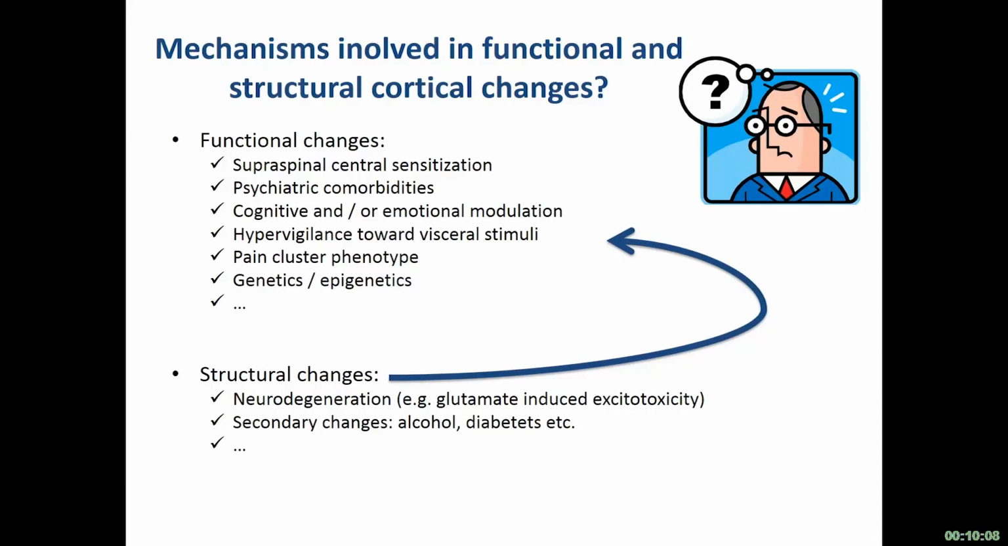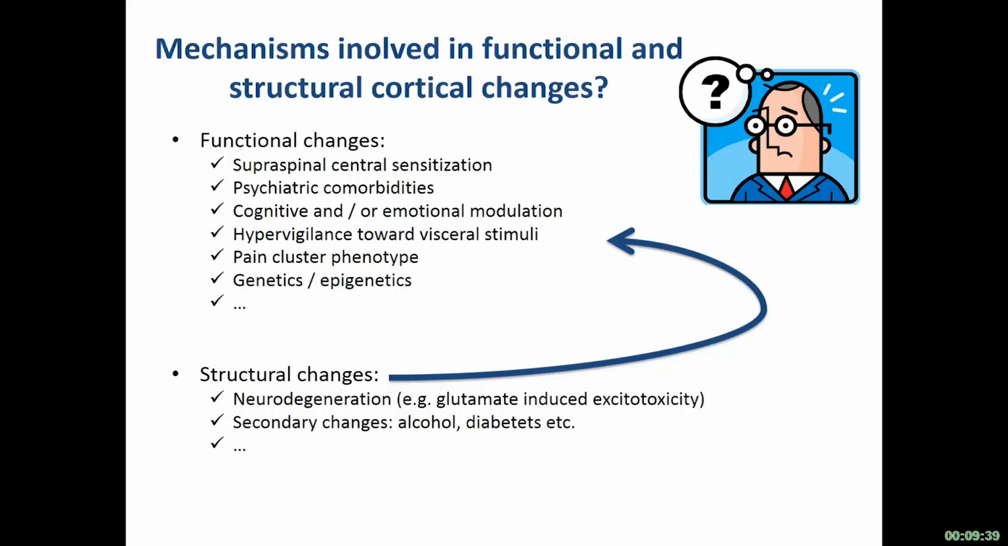Then when it comes to mechanisms, we are a little lost, because we can't really study that as extensively as our peripheral partners. But we could speculate that these functional changes at least may represent some form of supraspinal central sensitization. But of course, there may also be a lot of other explanations as listed here. When it comes to structural changes, neurodegeneration, which also was mentioned by Ekin, may be a very conceivable explanation due to glutamate-induced excitotoxicity.